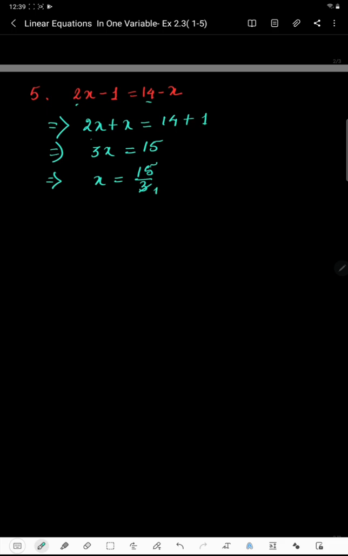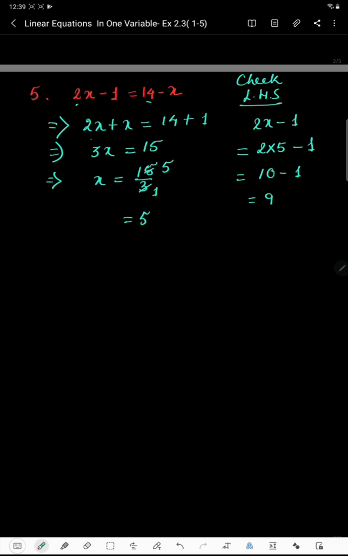Now 3x means 3 is multiplied by x, so the value of x will be 15 divided by 3. 3 1s are 3, 3 5s are 15. So the value of x will be 5. Now we'll check. So on the left hand side we have 2x minus 1. 2x minus 1 means 2 is multiplied by x. Now here the value of x is 5, so we have put 5 here, then minus 1. Now 5 2s are 10, 10 minus 1 is 9.